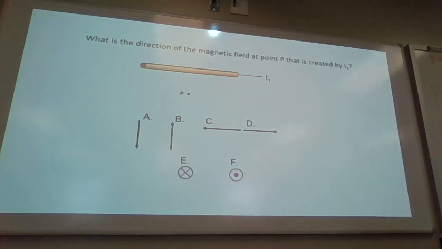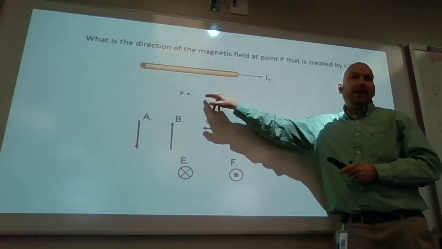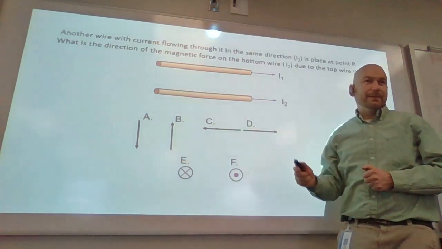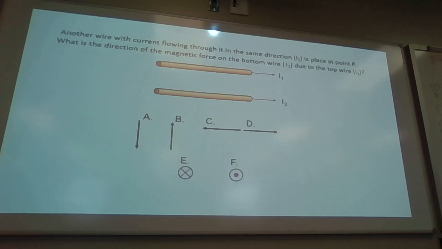We're going to set a secondary wire, another wire in this vicinity at point P. What I want to know is, what is the direction of the magnetic force on this second wire because it's in the magnetic field produced by this first wire? Tell and show your neighbor.